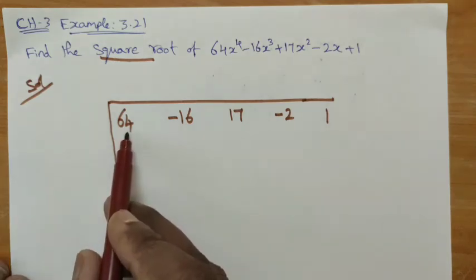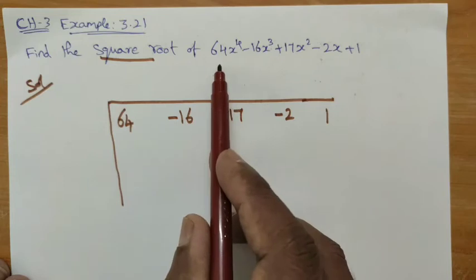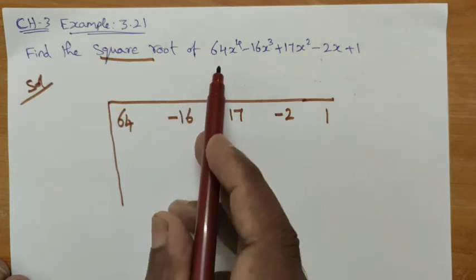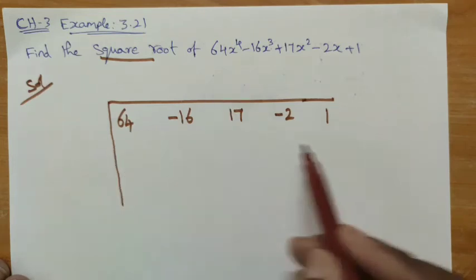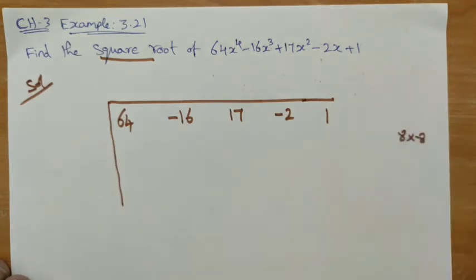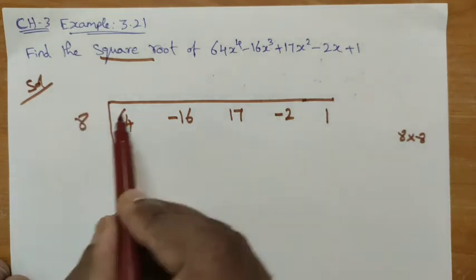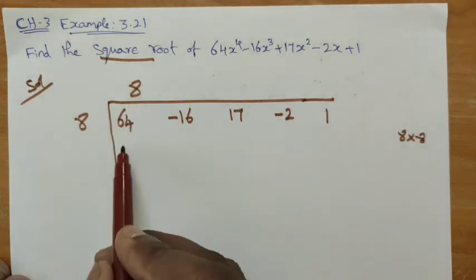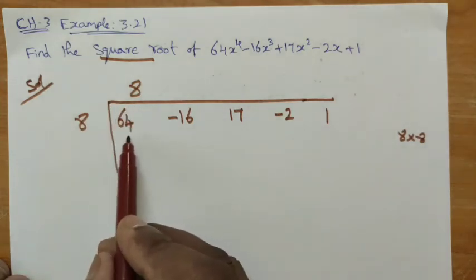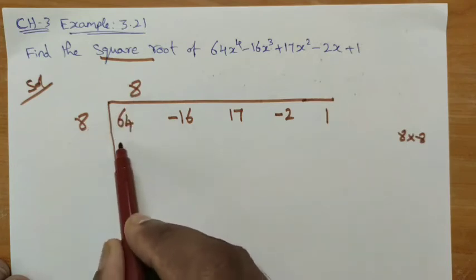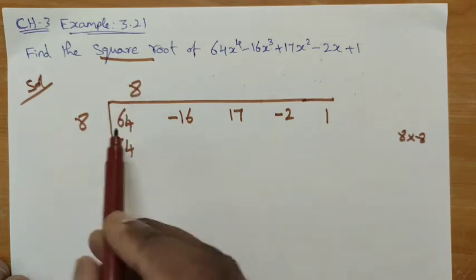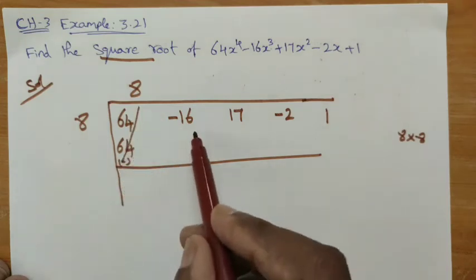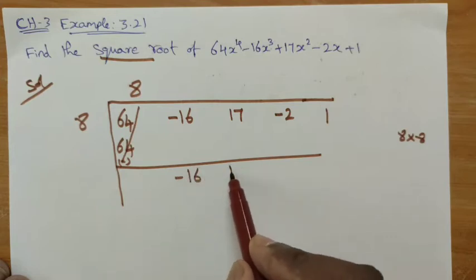Now 64 is here. Since we are finding the square root, the given sum is a perfect square, so we don't want to confuse anything. 64 is a perfect square number, that is 8 into 8 is 64. So here I multiply 8 into 8. Our first aim is to cancel the first term, that's all, right? 8 into 8 is 64, and then the first term is cancelled, then minus 16 and then 17.